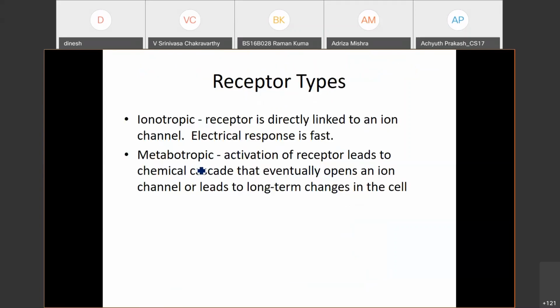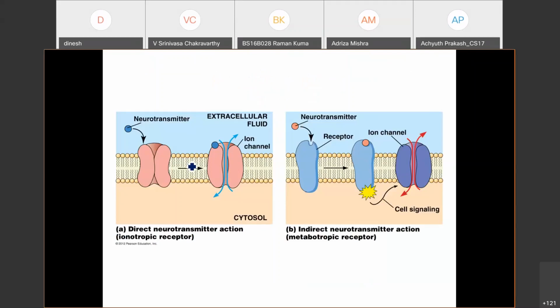Now these receptors, again, there are two kinds of receptors. These are called ionotropic and metabotropic, which can be seen in this picture. What you have just seen is a special kind of receptor called the ionotropic receptor. In this case, a part of the channel itself has the facility to receive an incoming neurotransmitter, and it will respond to it by opening. All this happens within, like in situ.